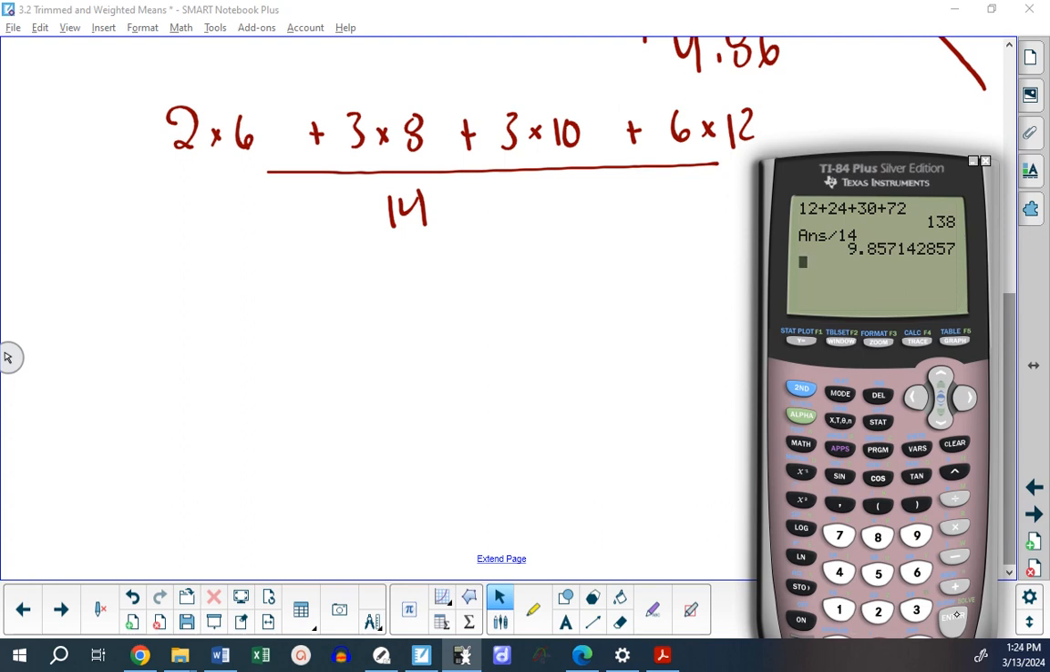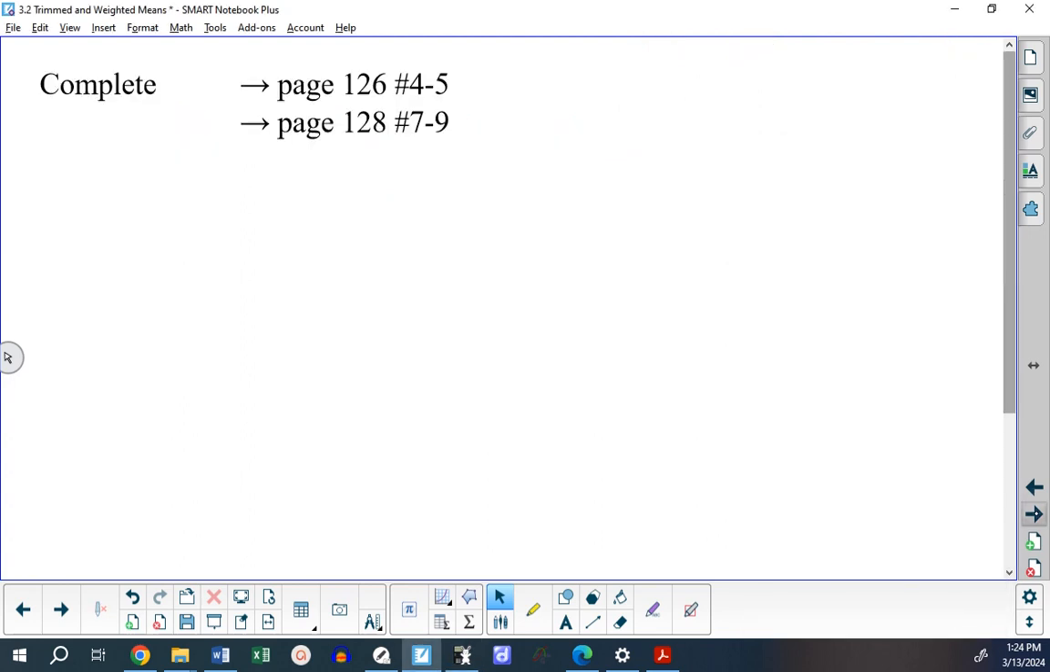So we've learned 2 things today. Weighted averages or weighted means. I like to call them weighted averages. And then averages when you're dealing with multiple items. So on page 126, 4 and 5, and those are going to be problems dealing with weights in averages, or weighted averages, or weighted means. And then a few more questions, some dealing with multiple items, some dealing with other items, on page 128, 7, 8, and 9. This takes us to the end of the second section in this unit.